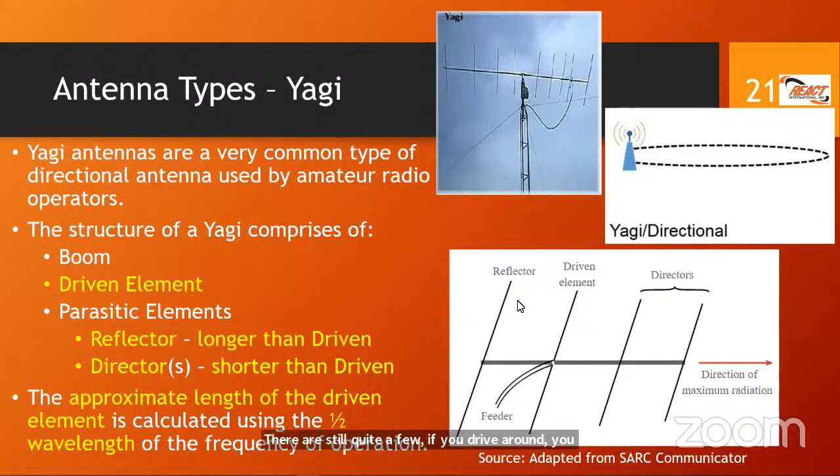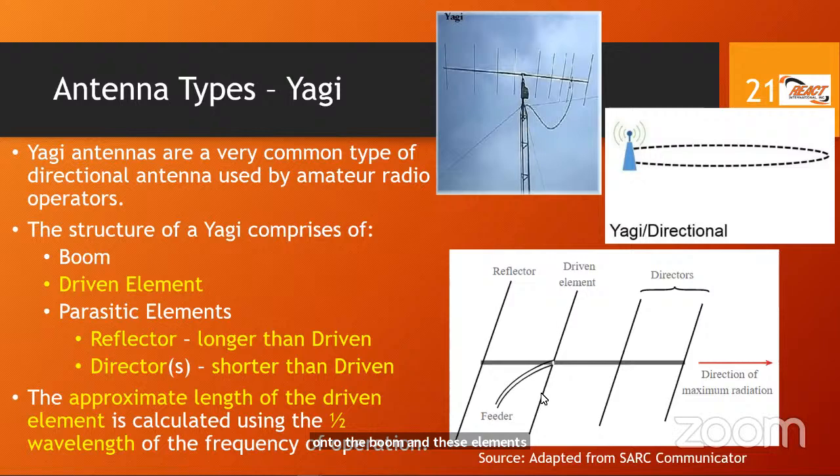Okay. So it's a very common type of antenna in amateur radio because it's fairly easy to construct, and also it gives really good gain. So the Yagi antenna itself, you have what's called the boom. That's the main part of the antenna, the main structure. And then you have elements like these that are mounted onto the boom. And these elements have names.